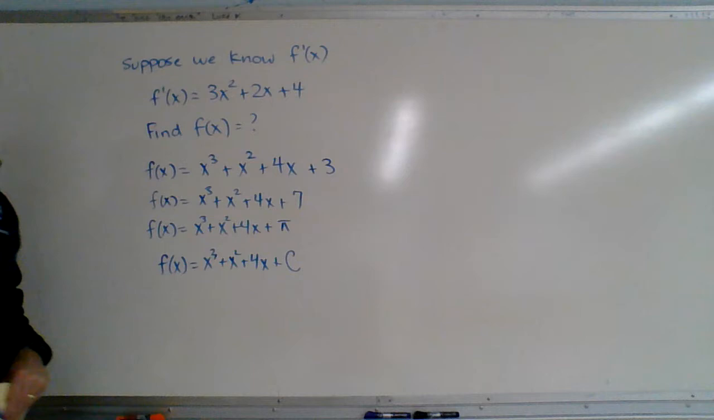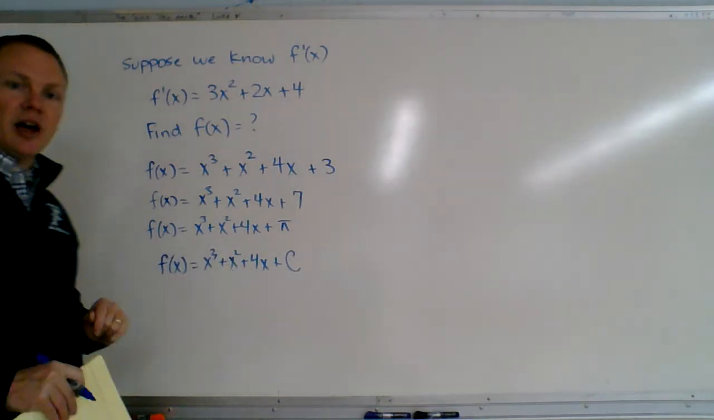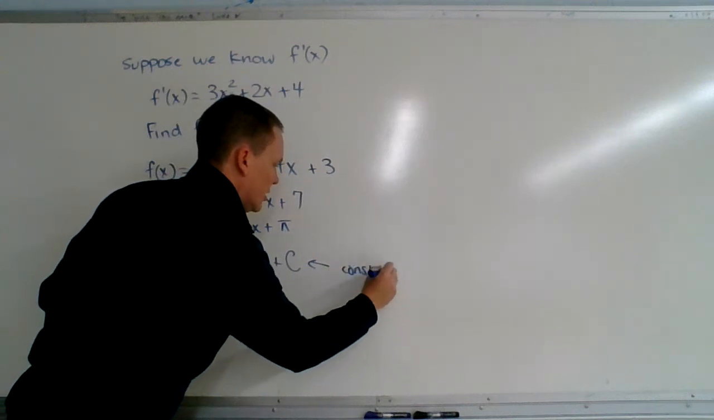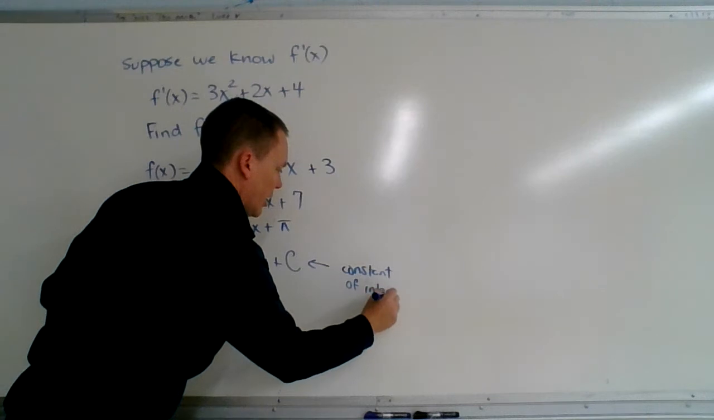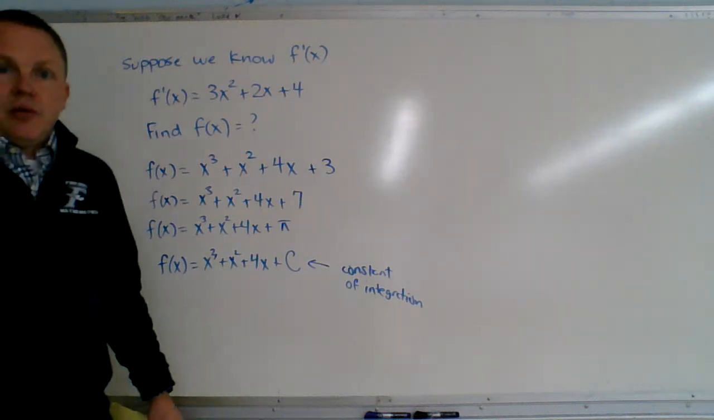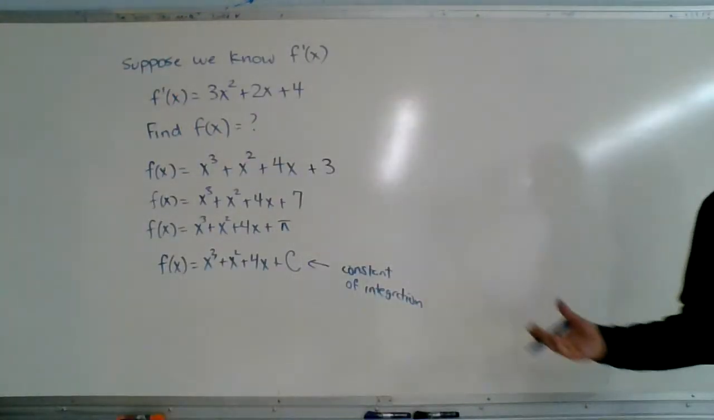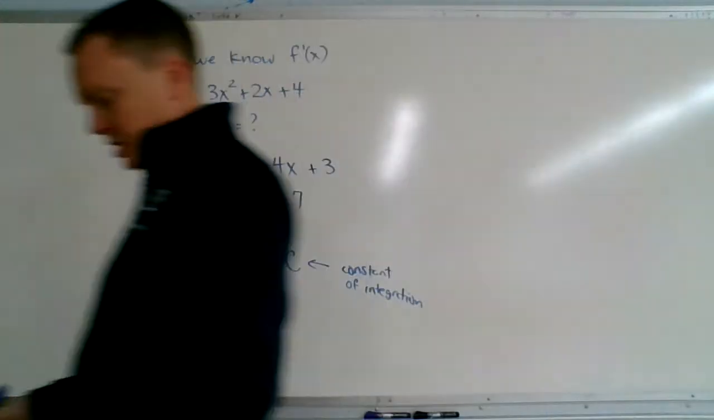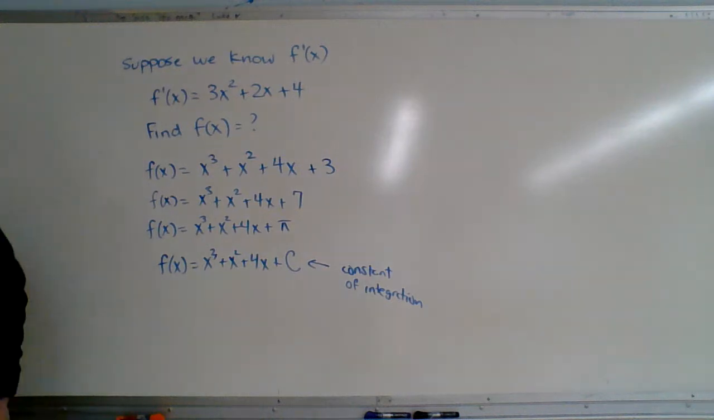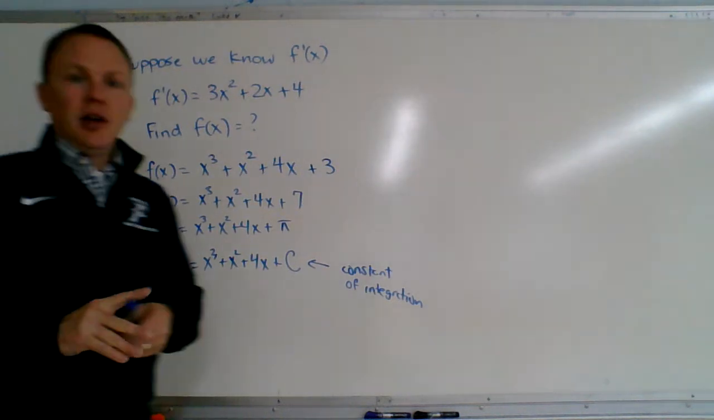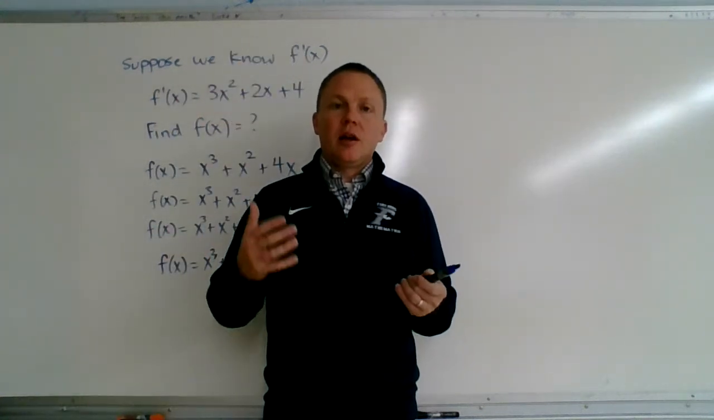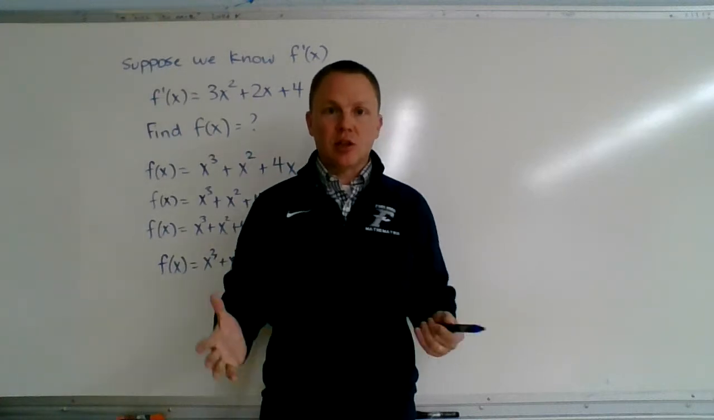And the way we represent that family is we just put a plus c here. We call this the constant of integration. Now, I've all of a sudden introduced a new term here, integration. Are we talking about integration here? Well, sort of, yeah. We'll get to that in a second. So the deal is essentially, what if we know the rate of change? Can we go backwards and find the function? That's the question.